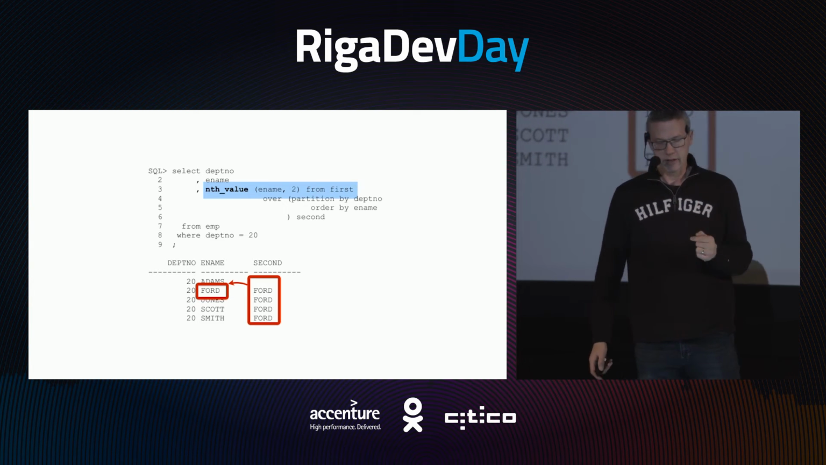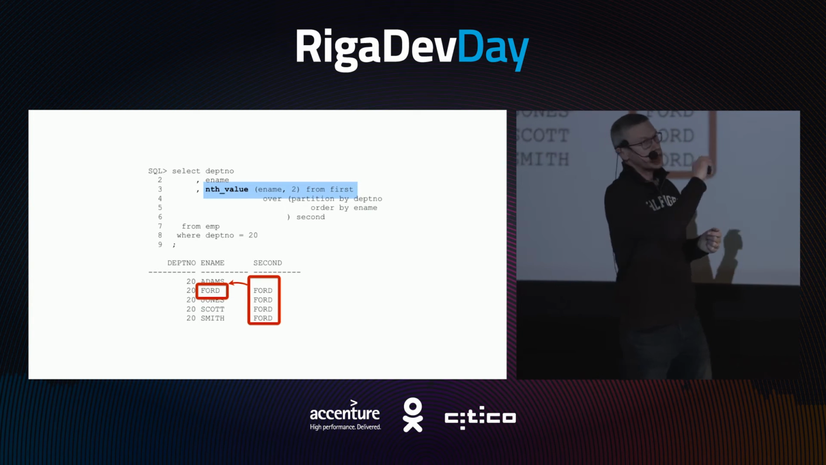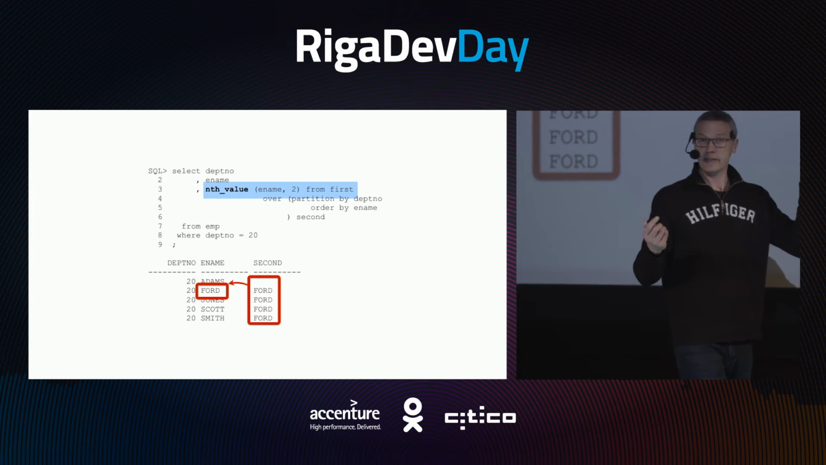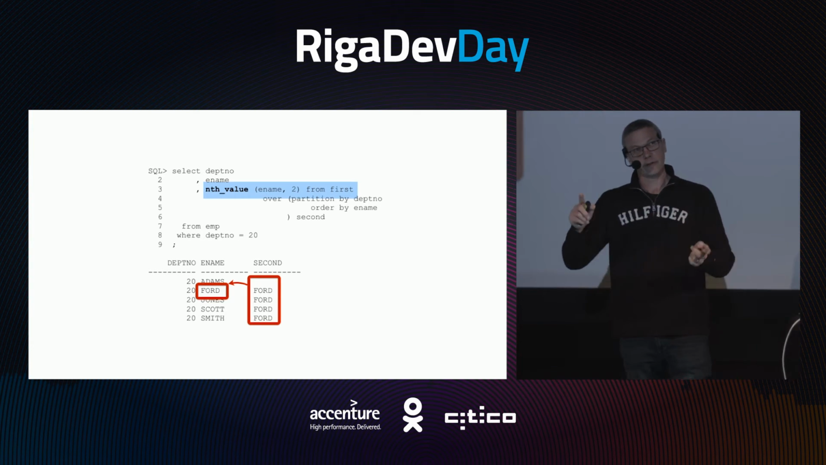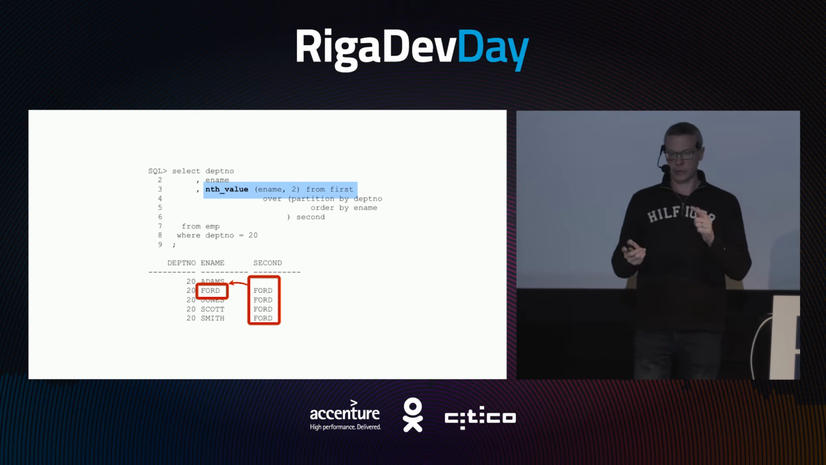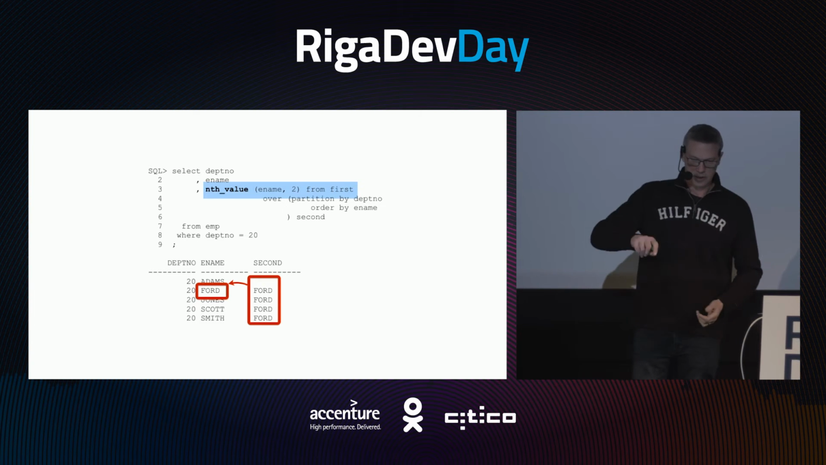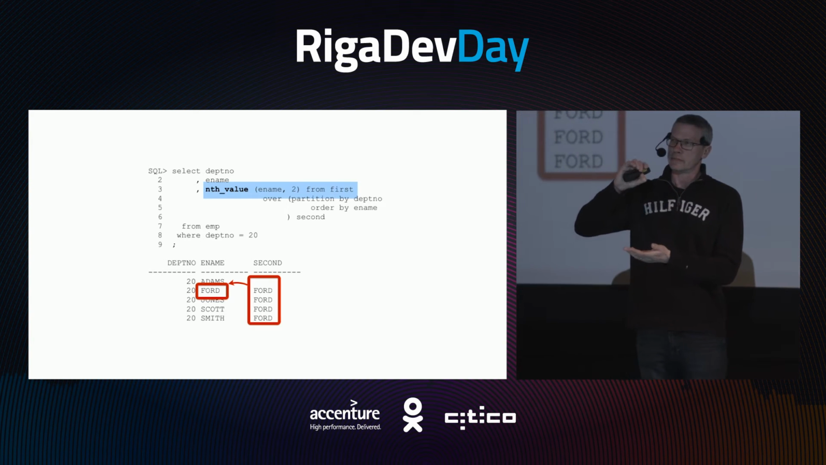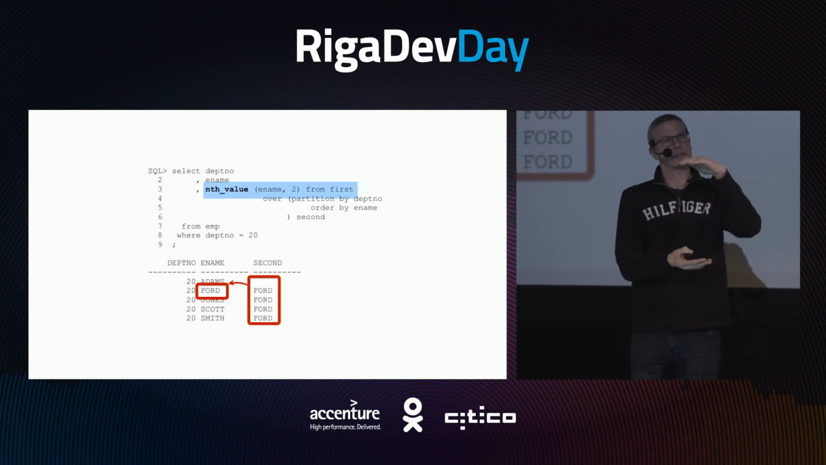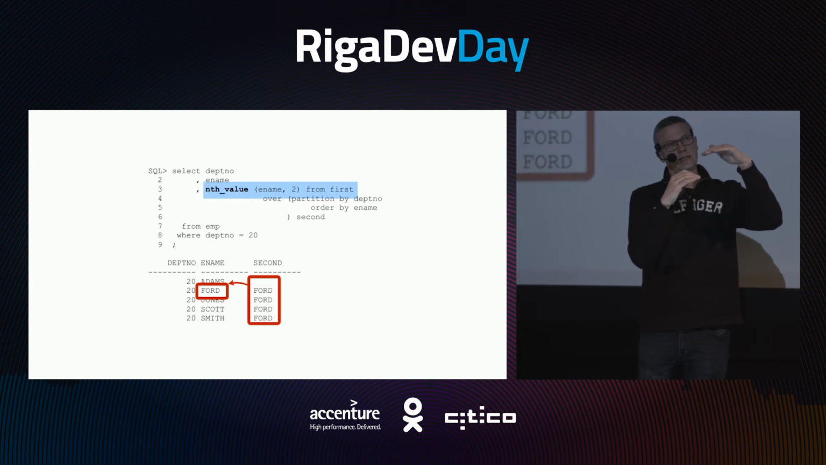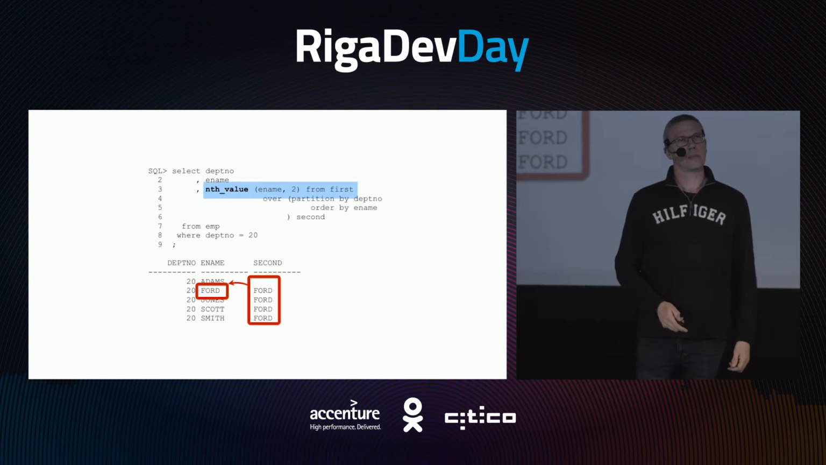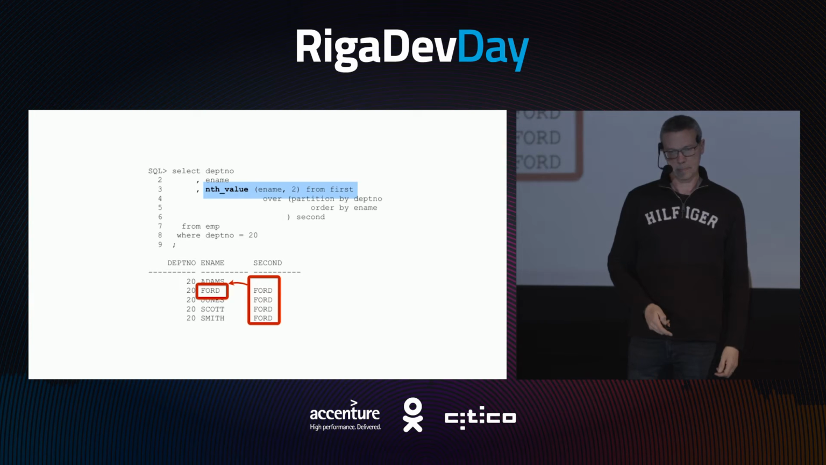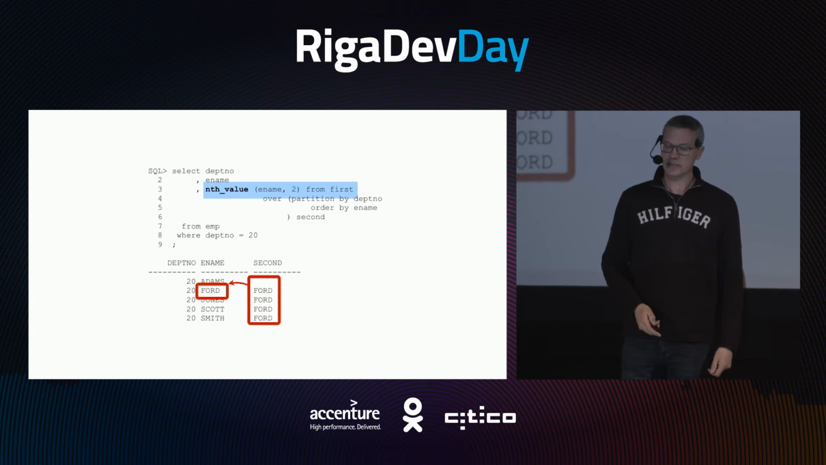So the question is, in this case the order by is ename, ascending by default. What if the order by was reversed? So if it was descending, it would partition as normal, it would sort as normal, and then you would get the second one, still the second one. So it's going to be Scott.